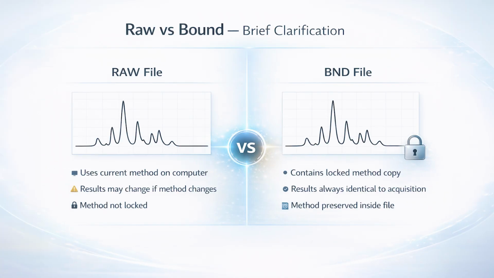Raw versus bound. Brief clarification. To the user, raw and bound files may appear identical. A raw file relies on the current method stored on the computer. A bound file contains a locked copy of the method used at the time of acquisition. If a method is later modified, raw file results may change. A bound file will always open exactly as it did at the time of acquisition.